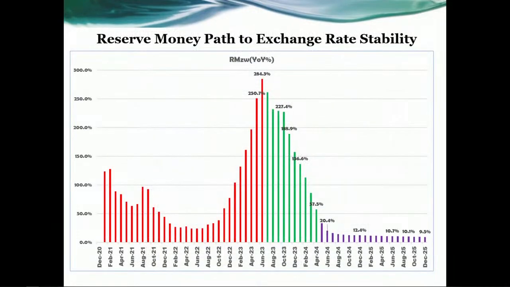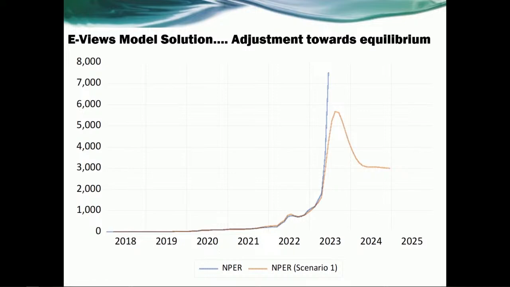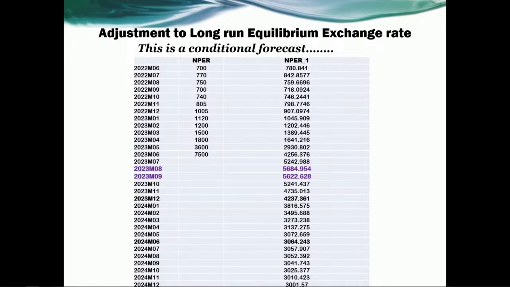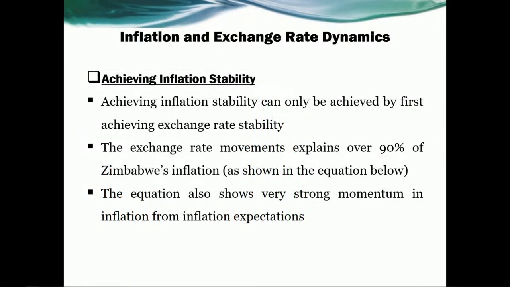Then what does that mean? The assumption underlying that conditional forecast is that we have to deal with our reserve money path from where we are now in red towards single digit. And I've done some forecasts for us to think through. We have to get reserve money towards single digit if we really want the exchange rate to adjust in that direction. If we don't do that, then we will not have the exchange rate stabilizing. If we don't have the exchange rate stabilizing, we cannot control inflation. And I'm now concluding. Achieving inflation stability can only be achieved first by achieving exchange rate stability.